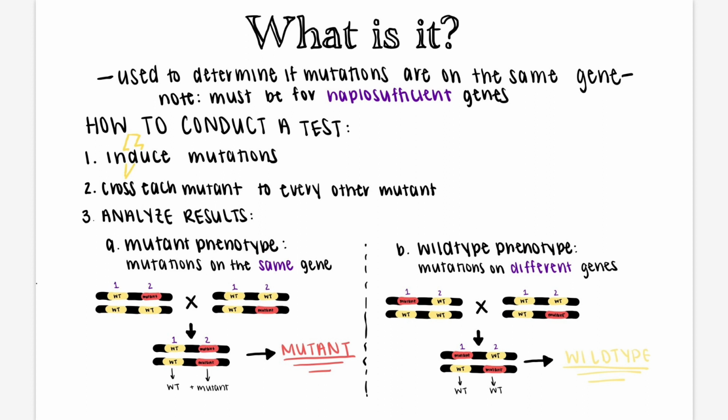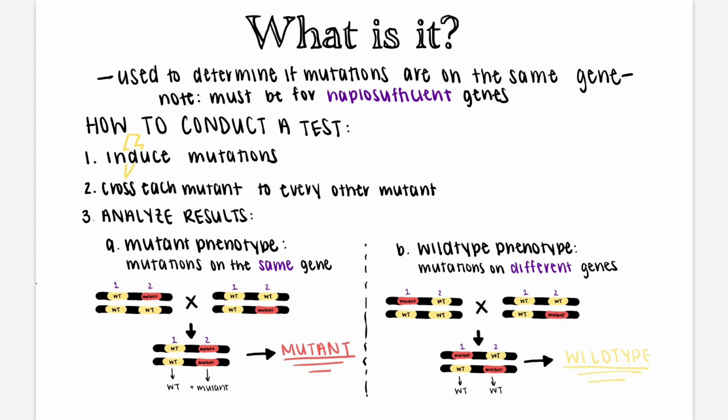Upon examining the F1 progeny, you should be able to determine if the parental mutations are on the same genes or on different genes. If you observe a mutant phenotype, then you know the mutations are on the same gene, gene 2 in the example to the left. This is because both copies of gene 2 will be mutant.